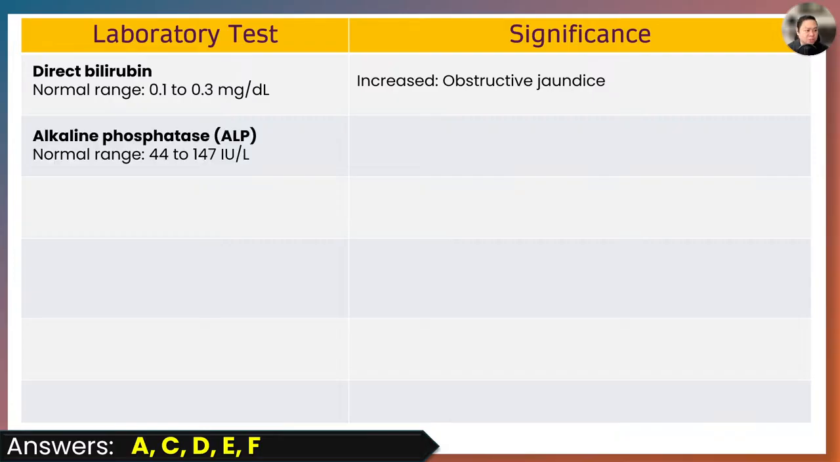And we have number 2, alkaline phosphatase, with a normal range of 44 to 147 international units per liter. This is an enzyme that is found in various tissues, including the liver, bones, and bile ducts. The elevation of the ALP also reflects cholestasis, possibly gallstones, and this is a common finding in the client with cholecystitis with some stones in it.